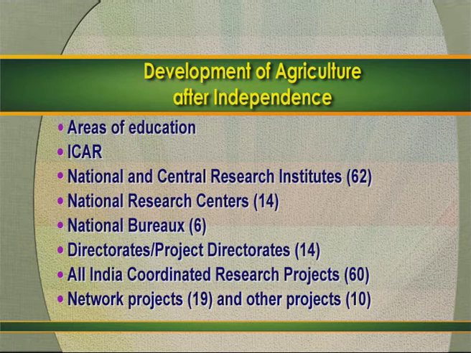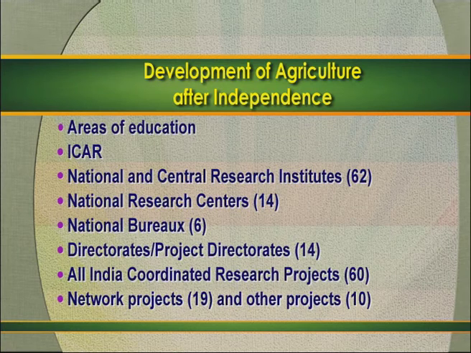ICAR, the Indian Council of Agriculture Research, is responsible for the growth and development of agriculture education and research in India. ICAR coordinates research through its network of 62 national and central research institutions, 14 national research centers, 6 national bureaus, 14 directorates and project directorates, 60 all India coordinated research projects, 19 network projects and 10 other projects.